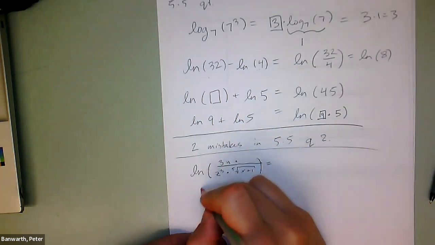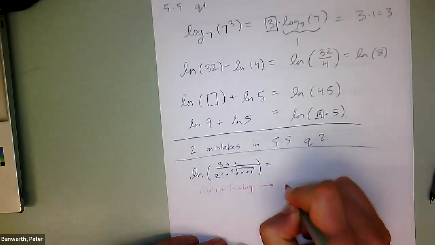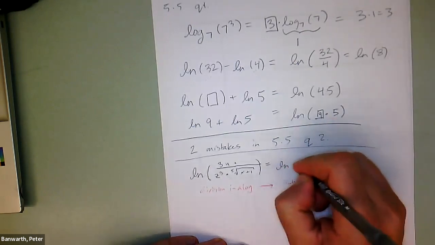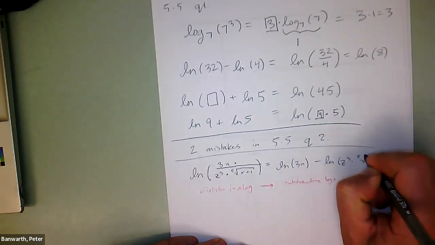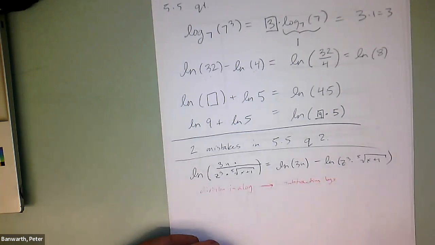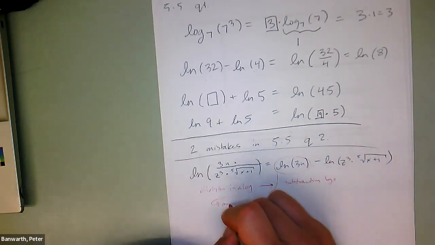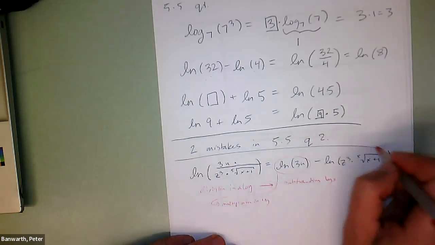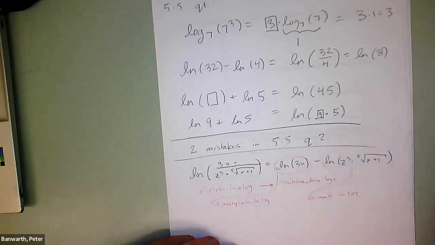So the first thing I would do is I would say, okay, I have a division in a log, goes to subtracting logs. So I have natural log of 3u minus natural log of z cubed times the 5th root of x plus 1. Now I have a couple different logs, and here I have a multiplication in the log, and here I have a multiplication in the log. So I'll do both of those.